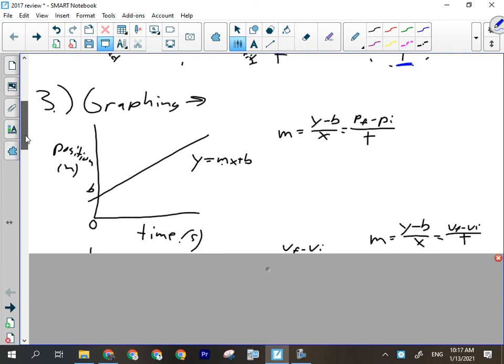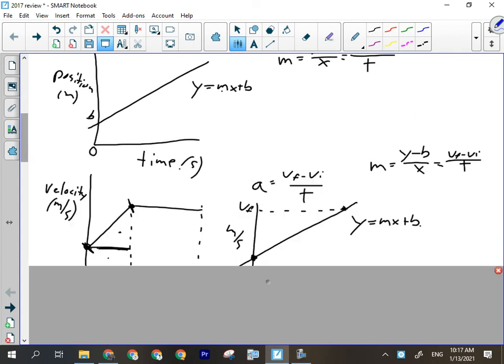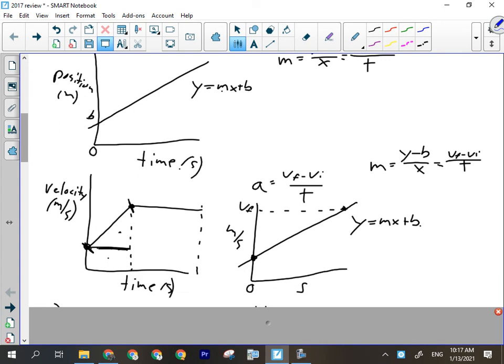All right, if we had a velocity versus time graph, it could be a linear one where we get y = mx + b. What would m represent for that one? Well, let's analyze it here. If I manipulate for m, it's the same as up top, so m = (y - b) / x. Y would be my final velocity, b my initial velocity, divided by time.